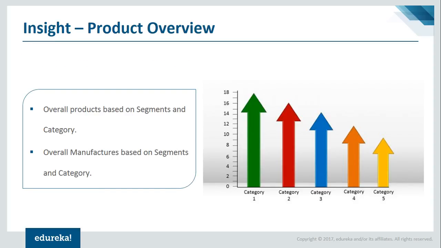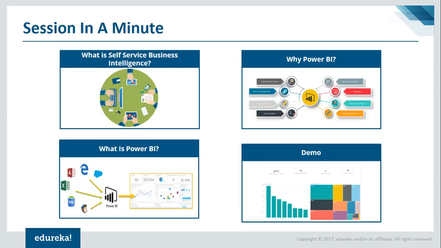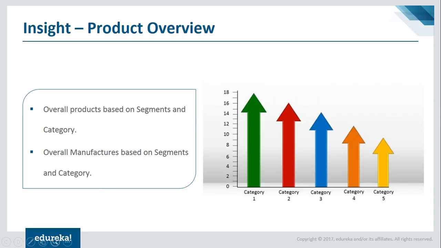Now, what exactly are we trying to achieve from this demo? We basically want an overview with respect to the products that we have. We want to understand how our products are with respect to which segment has which product and how many products are present in different categories as well. Apart from this, we'll also try to achieve an overview from the manufacturer perspective. We'll try to understand which manufacturer provides how many products in which segment as well as in which category. Okay, so let me go ahead and show you my Power BI desktop.